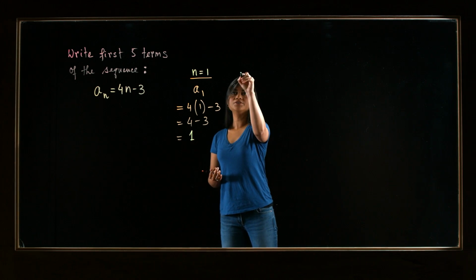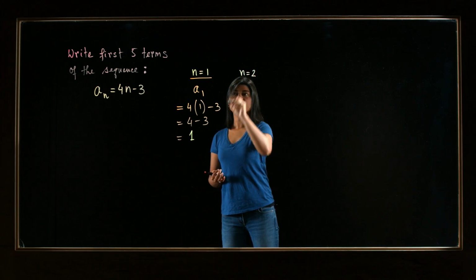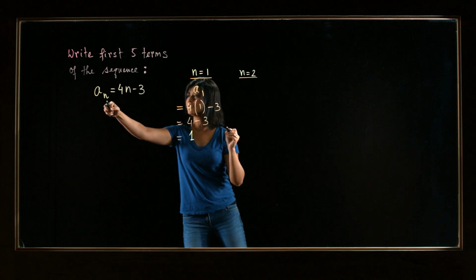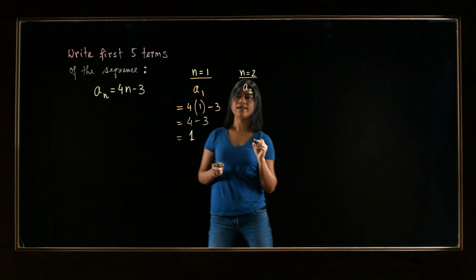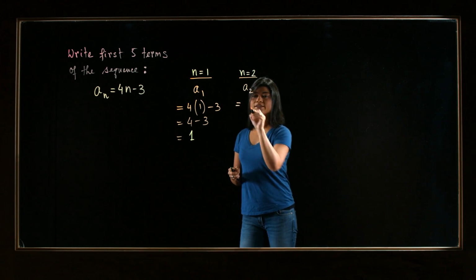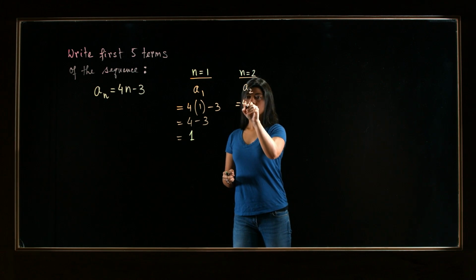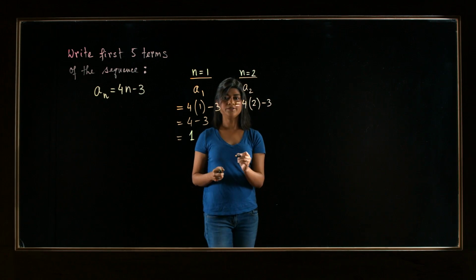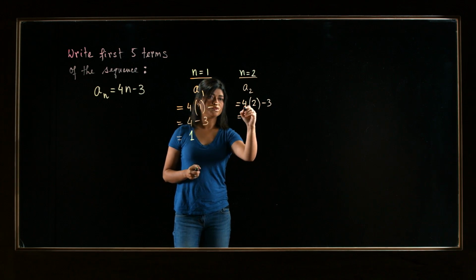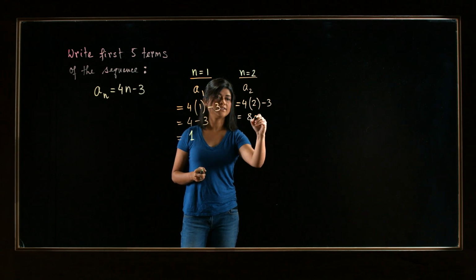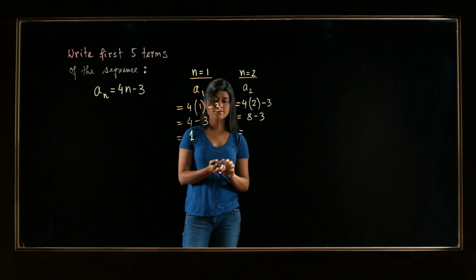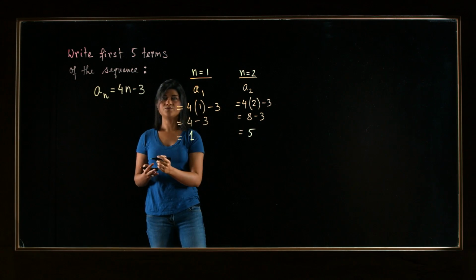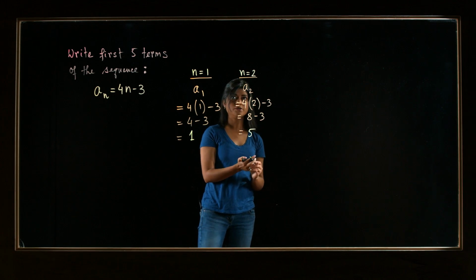Okay, now we continue this way. So next one will be n equals 2. So that's the second term. So n equals 2 means the term will be called A2, and that is equal to 4 times, now plug in 2 for n, minus 3. So this is equal to 4 times 2 is 8 minus 3, and that is 5. So 5 is the second term of the sequence. So we continue 3 more terms.